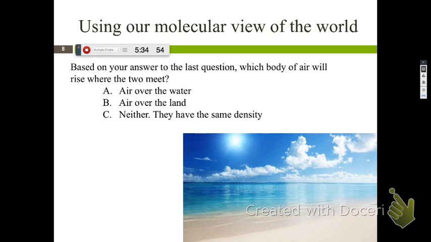All right, so then let's take that answer and use that. We have a meeting point, right? We're standing right at it between the water and the land. We have two... Couple more seconds and click in your answers.